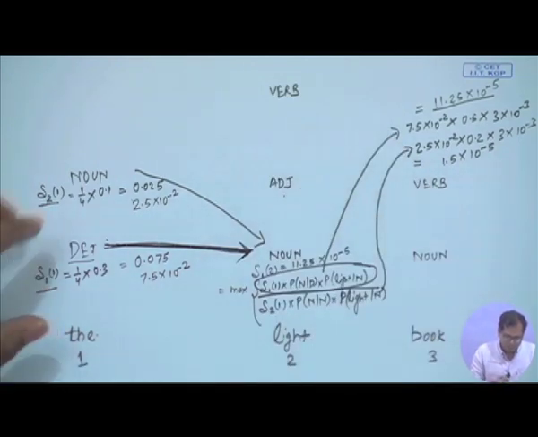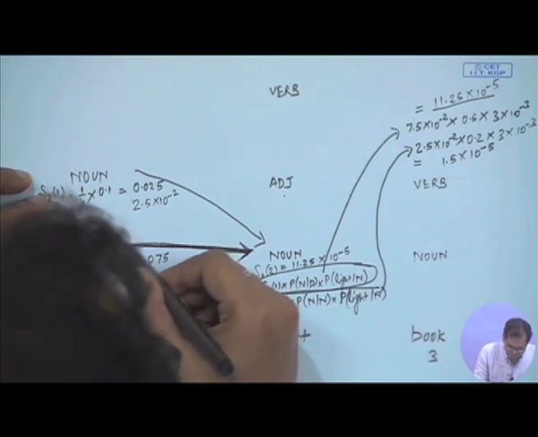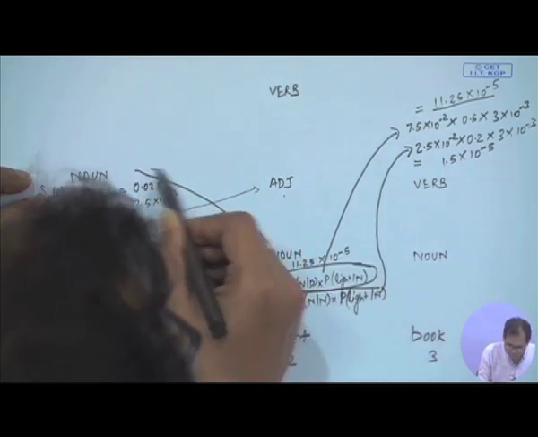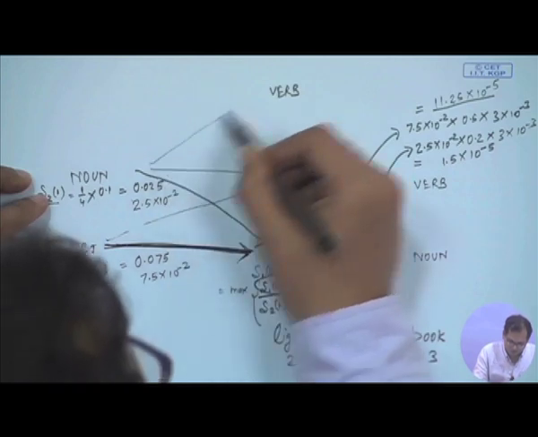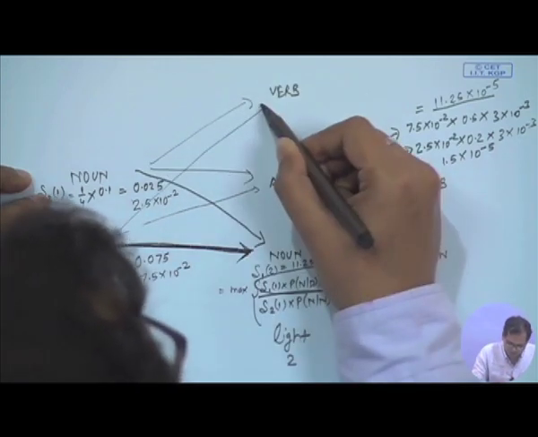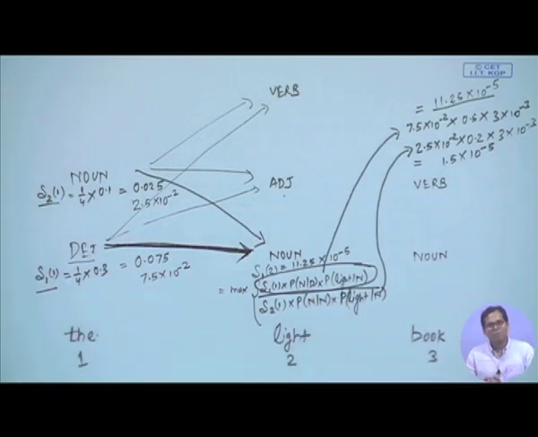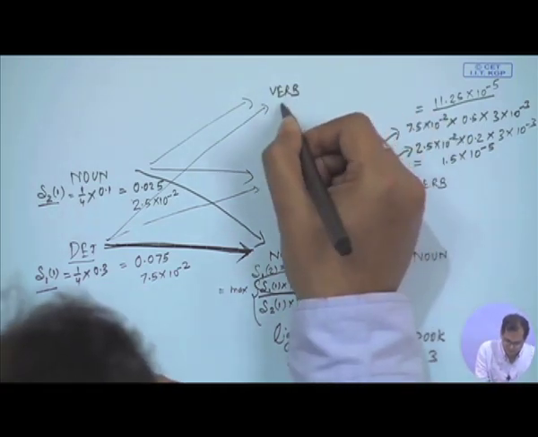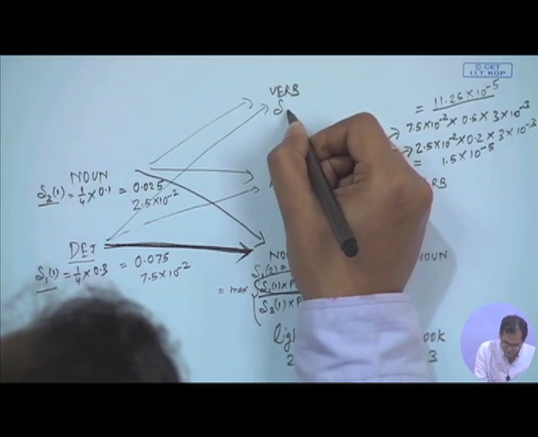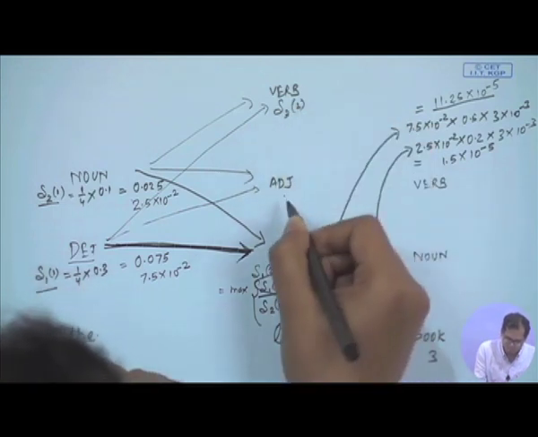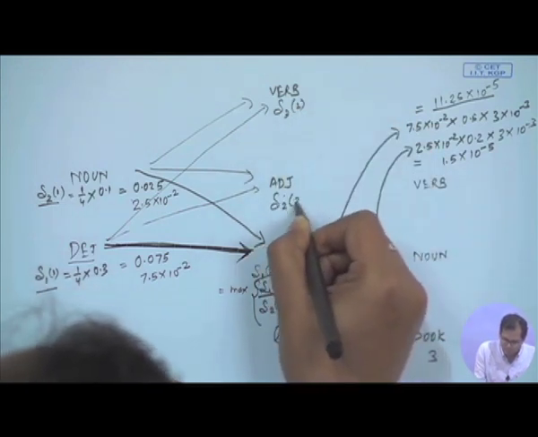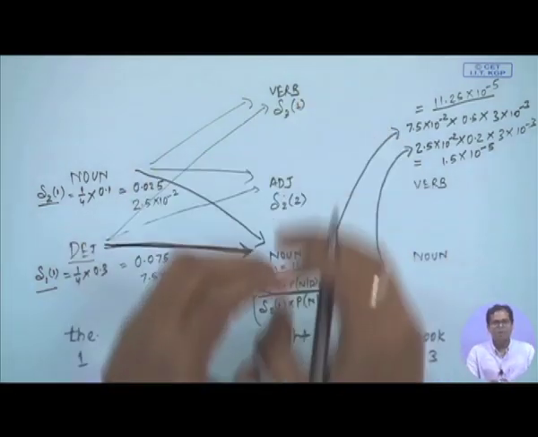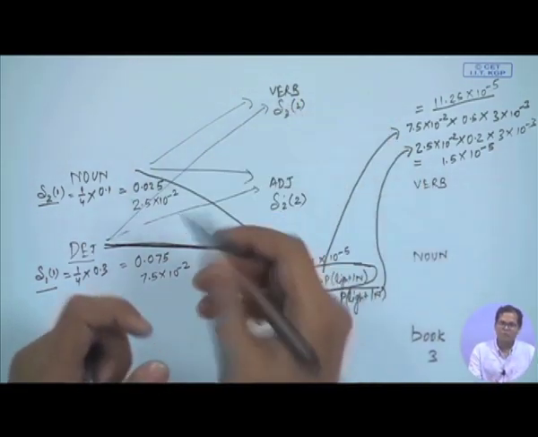Same thing you will do for adjective and verb. Adjective, again there will be two possibilities coming from determiner and noun. For verb there will be two possibilities. Again you will compute the probabilities using the formula and store what is the best probability. So it will be delta 3 at step 2, delta 2 at step 2. Okay. So this is what you will store. Also you will store the backtrace.